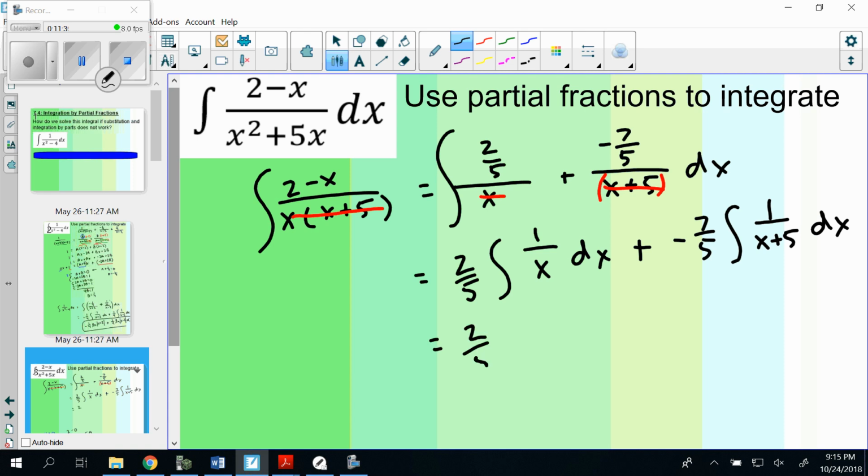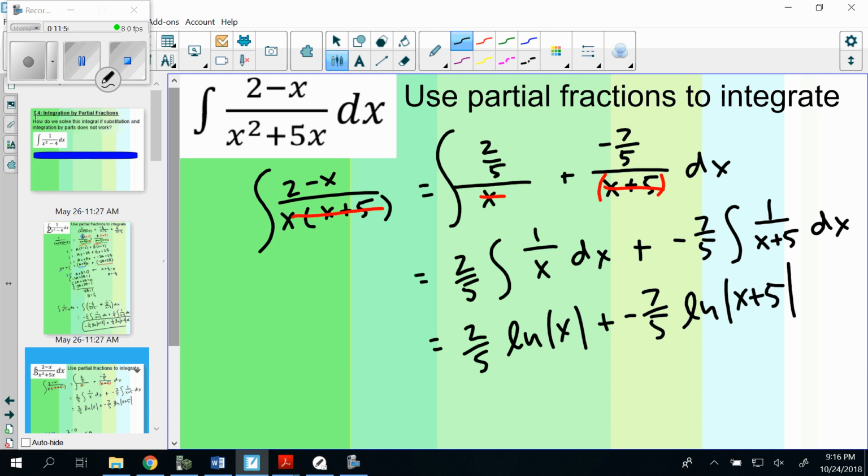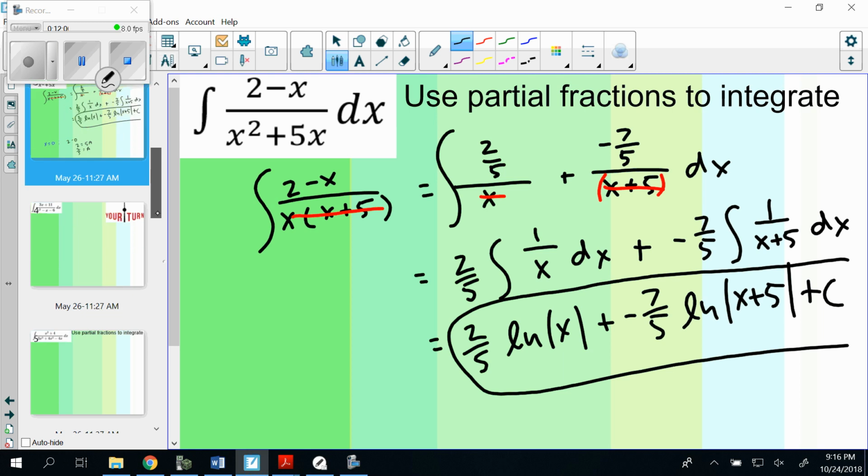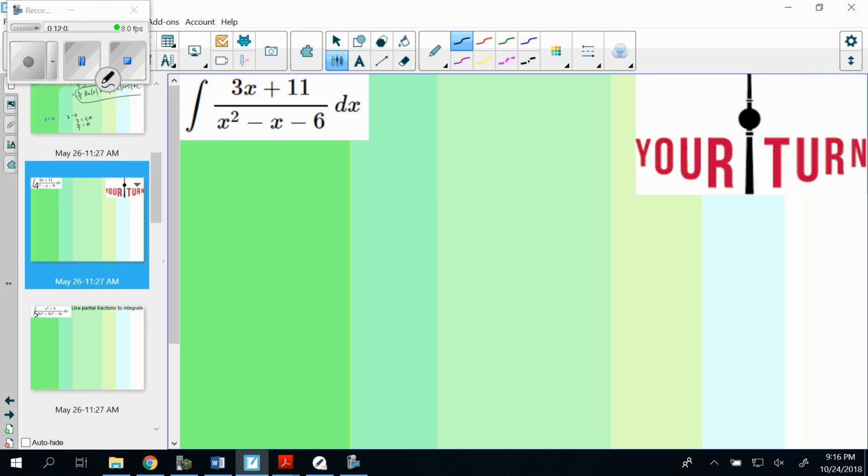This one's going to be 2/5 natural log of x. And our other one here would be natural log of x plus 5 plus some constant. There's our answer. Okay. So once you've split it into partial fractions, it's a lot easier to go through. All right. Why don't you pause the video, see if you can try this one on your own.